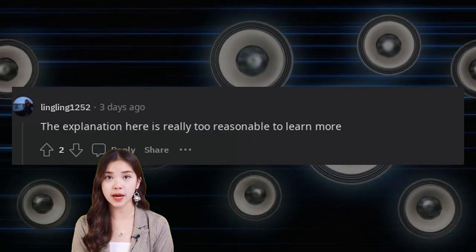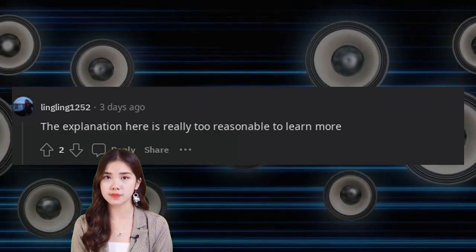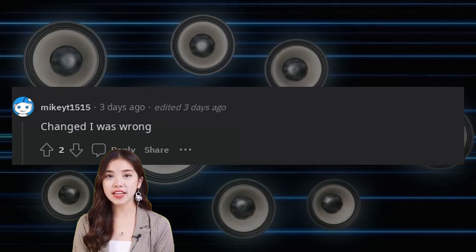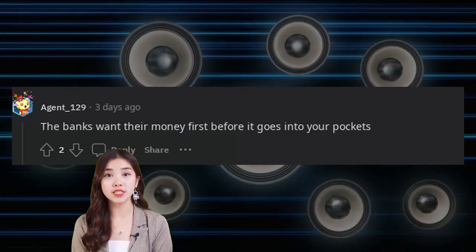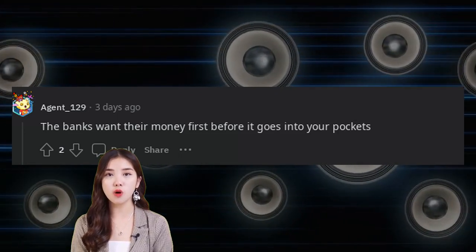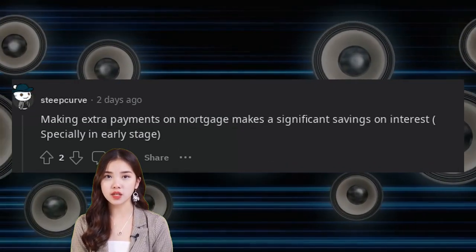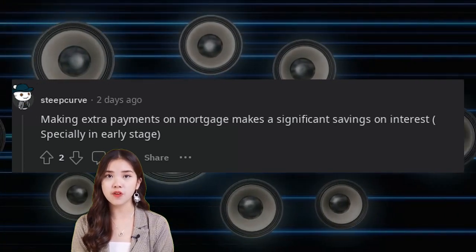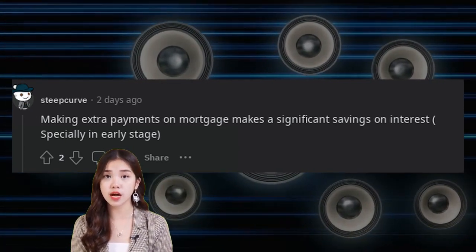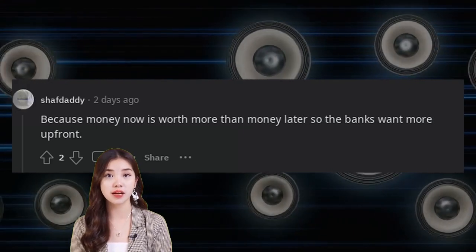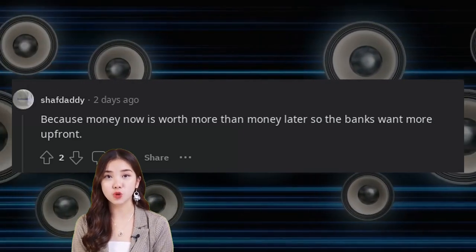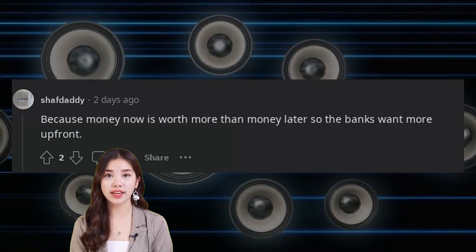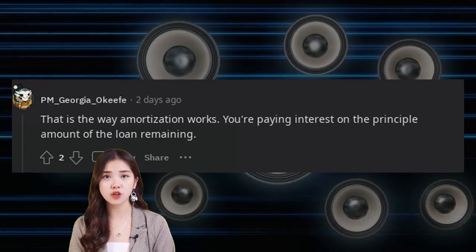The explanation here is really too reasonable to learn more. I changed my mind, I was wrong. The banks want their money first before it goes into your pockets. Making extra payments on a mortgage makes a significant savings on interest, especially in the early stage. Because money now is worth more than money later, so the banks want more upfront. That is the way amortization works.